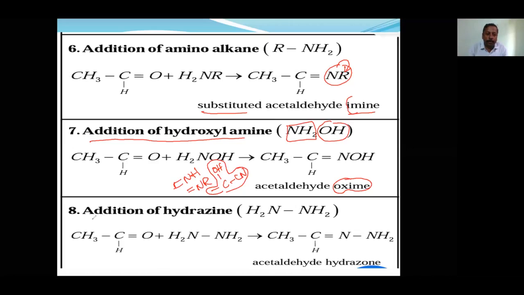Okay. Next, addition of hydrazine. Hydrazine means NH2 single bond NH2. NH2 single bond NH2 is called a hydrazine. And here H2O will be removed. What will be removed? H2O will be removed. This double bond will be attached here. This is called a hydrazone. Hydrazones are very important, especially when a naming reaction is there. That naming reaction we will study now.